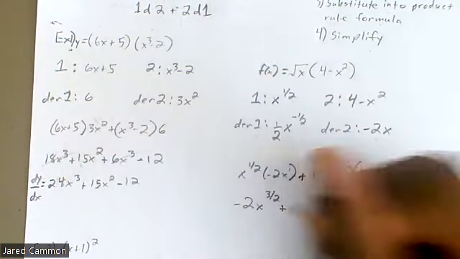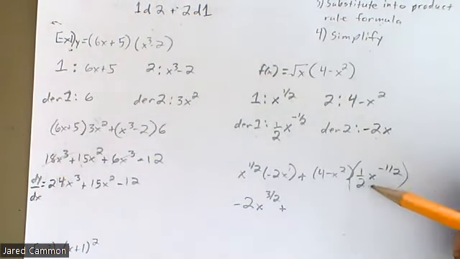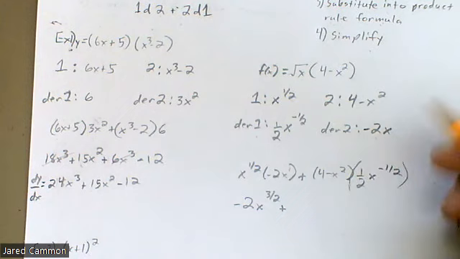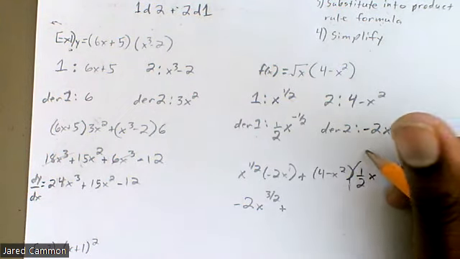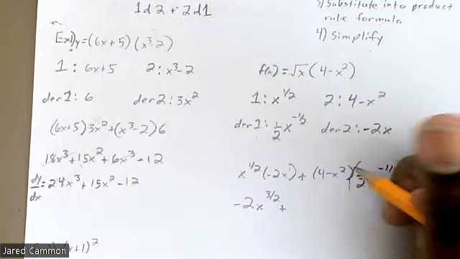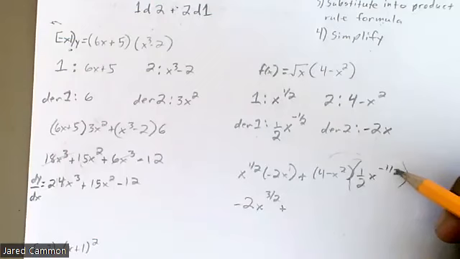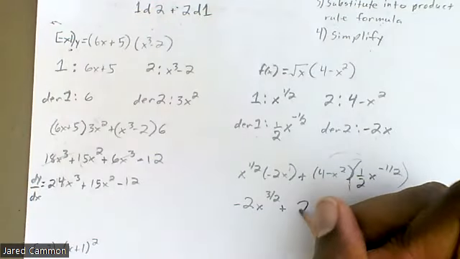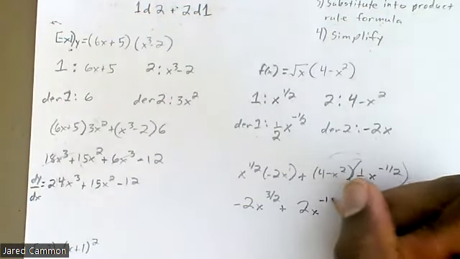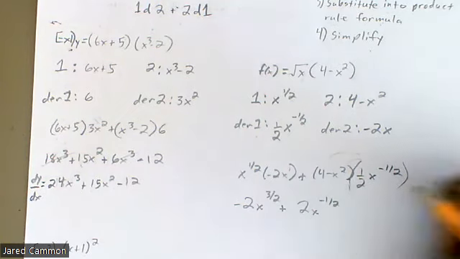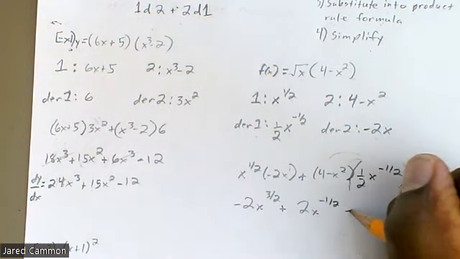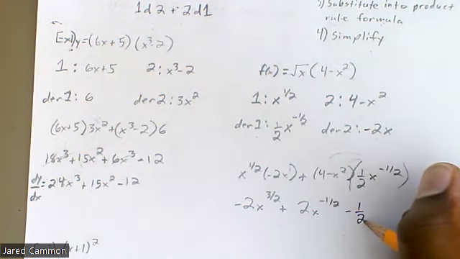Then we're going to add, multiplying here. So here we're going to distribute, okay? We're going to multiply the 1/2 x and negative 1/2 by the 4, and also by the negative x squared. So 1/2 times x and negative 1/2 times 4 is just going to give us 2x to the negative 1/2. And then 1/2 x to negative 1/2 times negative x squared is just going to give us negative 1/2.